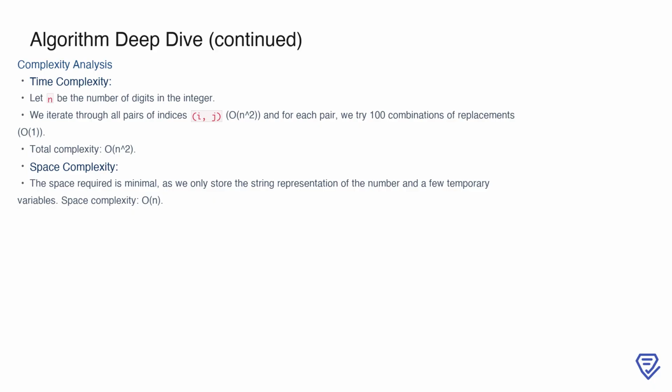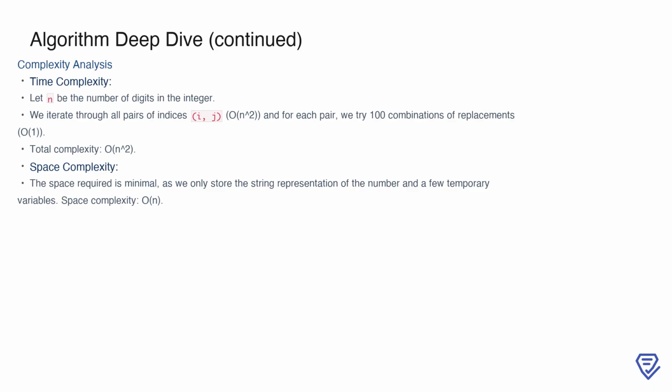On the other hand, the space complexity is minimal because we only store the string representation of the number, a few temporary variables for replacements, and the variable max_value to track the largest number. As a result, the space complexity is O(n), where n is the length of the string representation of the number.